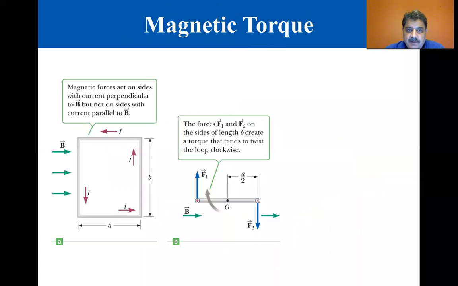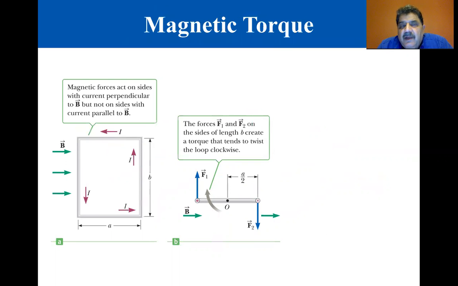Okay, we are starting 19.6, magnetic torque. And let's go to the next slide. Let's think about what happens when a loop of current is placed in a magnetic field.